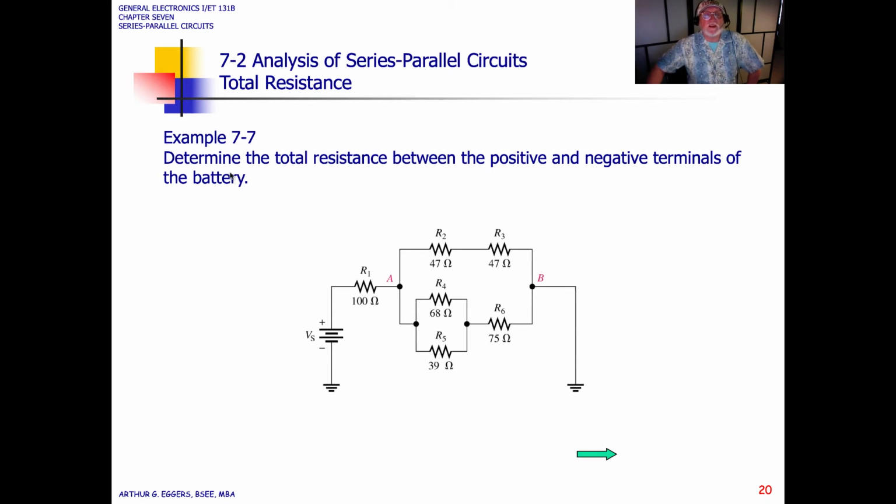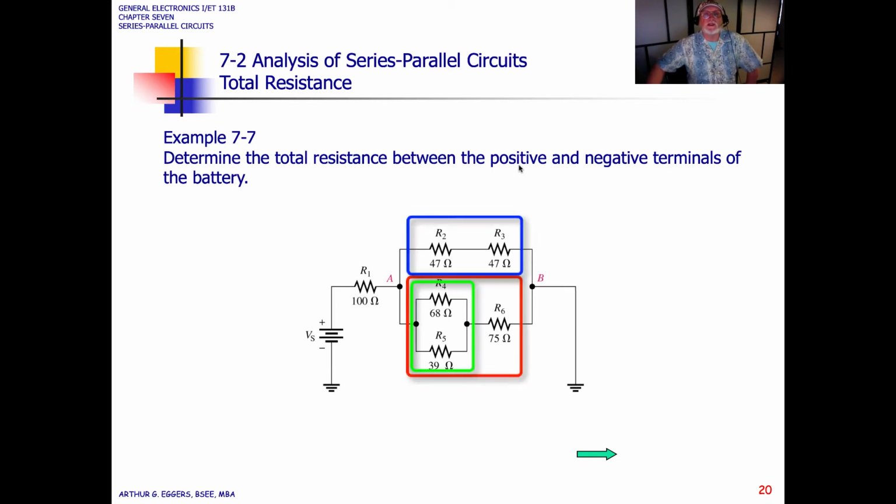Okay, so let's take another example. Determine the total resistance between the positive and negative terminals of a battery. In this case, you notice they've drawn it with two grounds. All that means is that these two ground points are together. We could draw a line straight across here and achieve the same relationship.